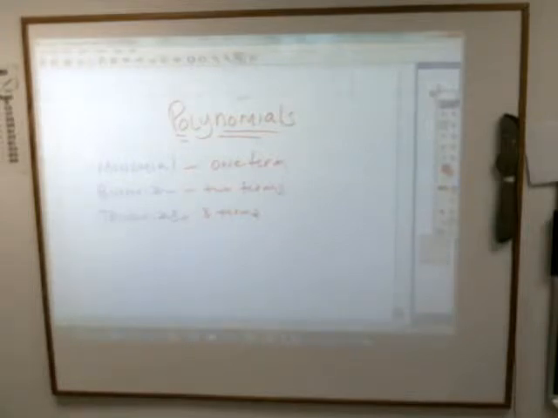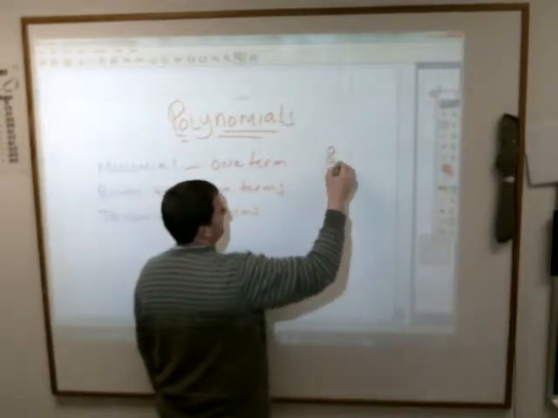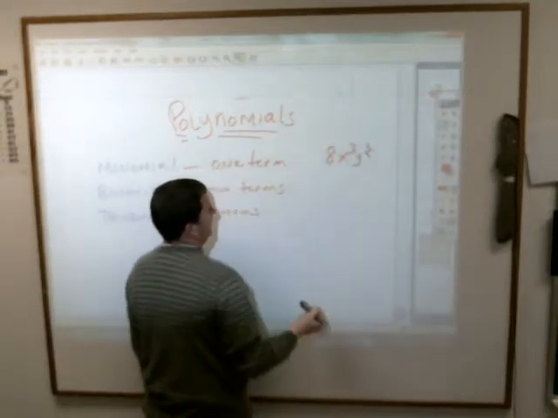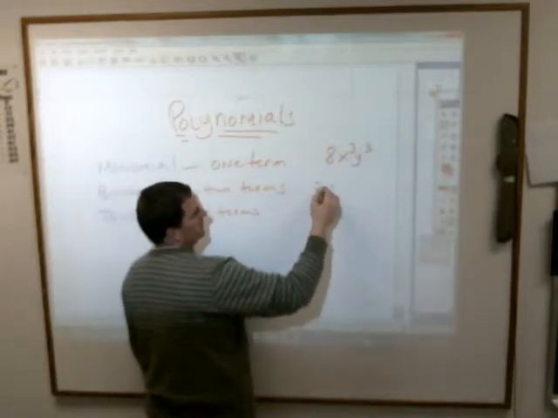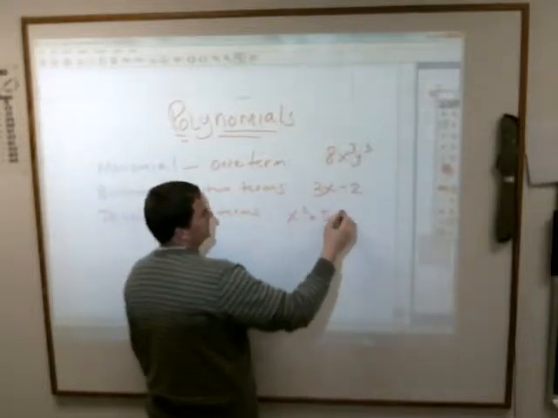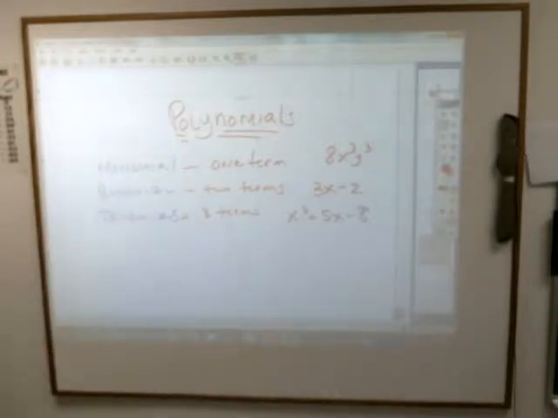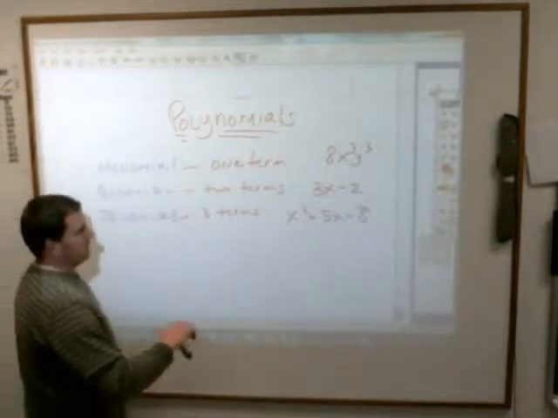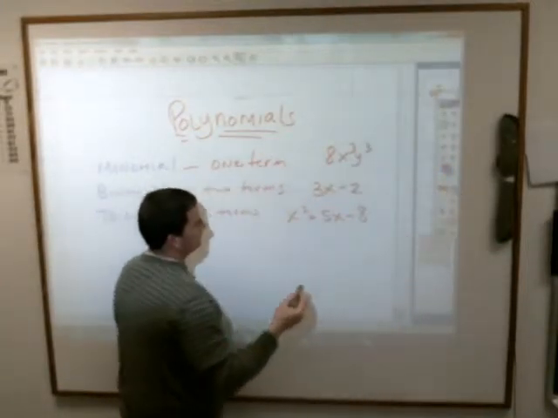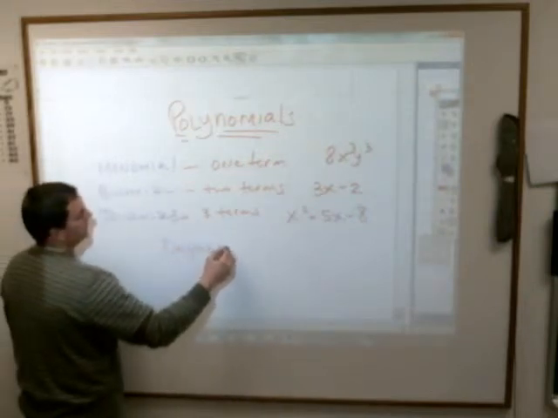If you need an example of that, a monomial would be anything that looks like this: 8x cubed y to the third. Binomials, 3x minus 2. Trinomials, x squared plus 5x minus 8. If they get bigger than that, I don't know what they're called. I don't think they go by any particular names. But the reason we're talking about this is because we talked about degrees. The first one is the degree of a monomial.